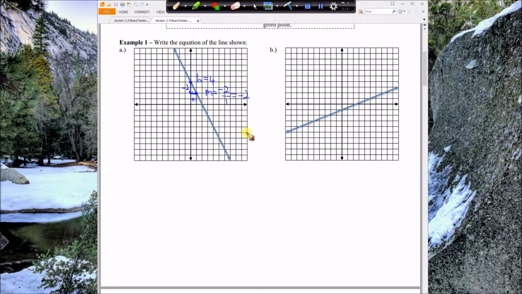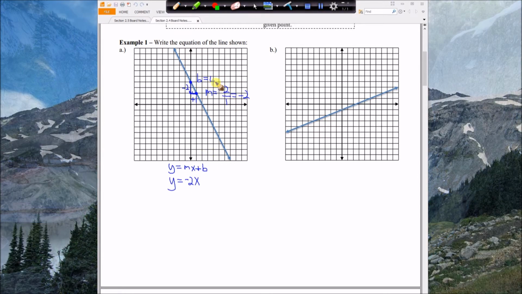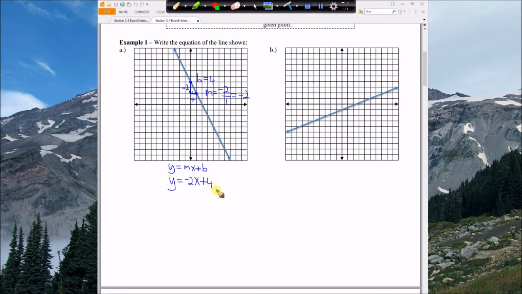So to write this equation, we just fill in the slope-intercept form formula. So y equals mx plus b. So in this case, y equals negative 2 for m, times x plus b. B here is 4, so it's plus 4. And that's it. Okay. Likewise here, the y-intercept is negative 1.